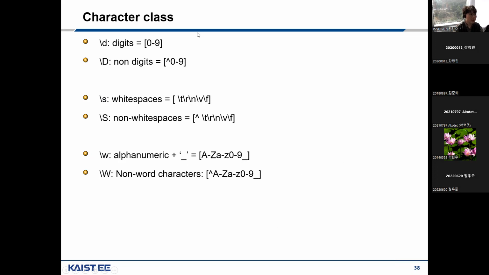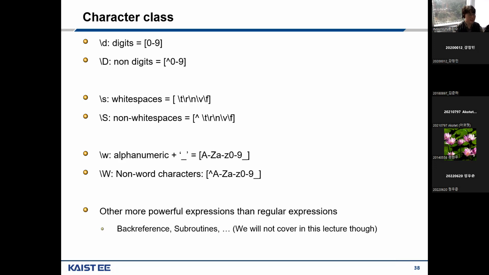Honestly speaking, those character classes are not something that make PCRE unique, because as you can easily see, those are not beyond the limit of the regular expression's expressiveness. But they have more powerful features. I do not want to talk about this, but they have concepts called back reference and subroutines. Those things would make PCRE greater than the regular expression in the formal language.